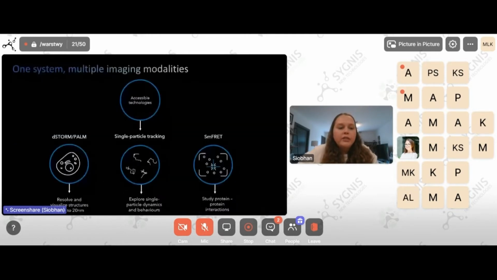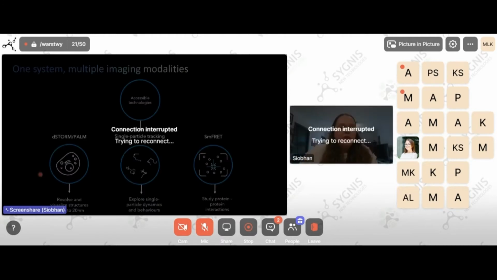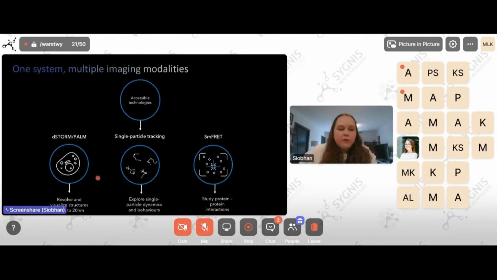One of the ways that we make our technology more accessible is that we have multiple different modalities within one single imaging system. We actually have the capabilities of doing multiple different techniques within the system. We have the capability of doing dSTORM and PALM microscopy. This allows you to resolve structures down to 20 nanometers.